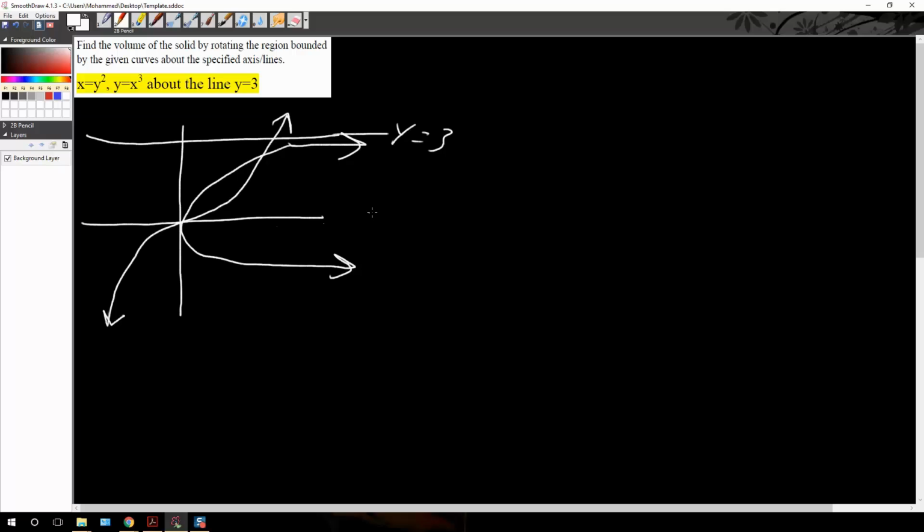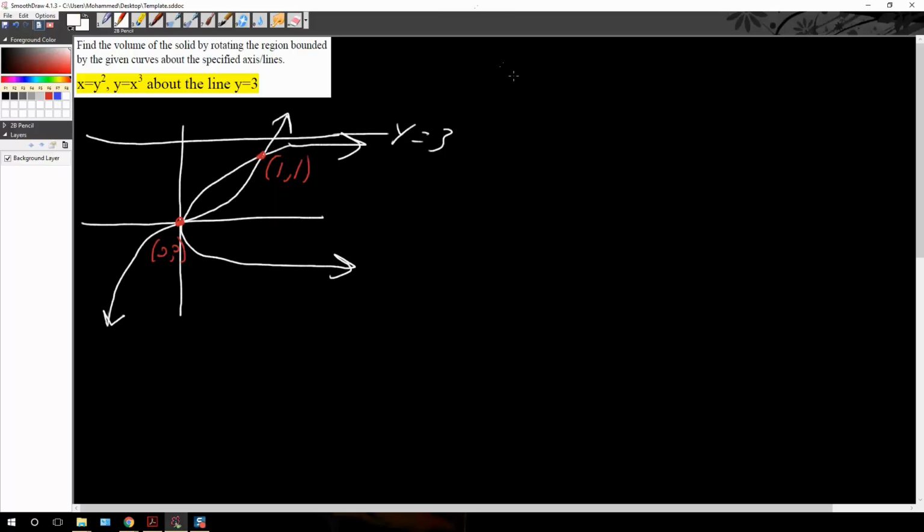Okay. And so we know that this point right here is 0, 0, and this point right here we can determine just by looking at it. We know it's going to be 1, because if we put 1 for x, y is 1. If we put 1 for y, x is also 1. So no calculation is really needed. So 1, 1. And in order to solve this question, we will use the washer method.